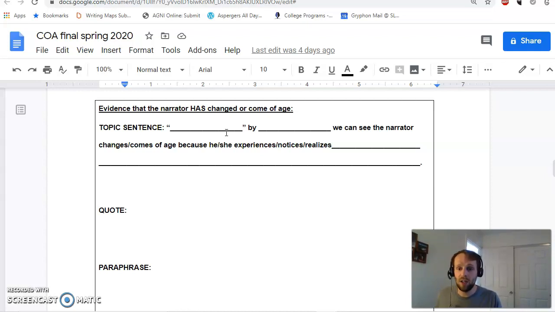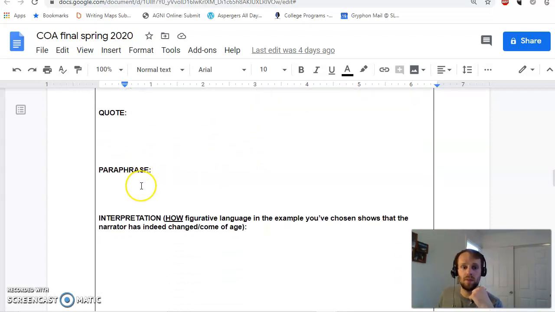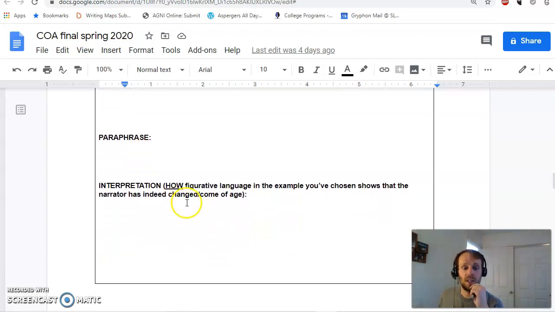Even if you can't argue that they fully came of age, notice that that's not a requirement in this paper. You don't have to argue that the person came of age. All you have to argue is that they've changed. And in any story worth reading, the main character will undergo some sort of change. Then you have your quote, your paraphrase, and your interpretation.